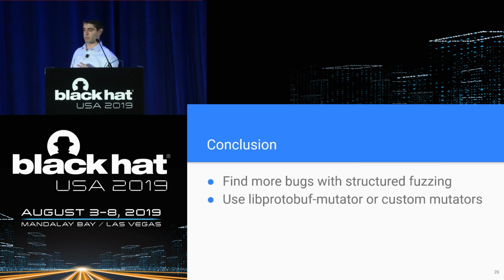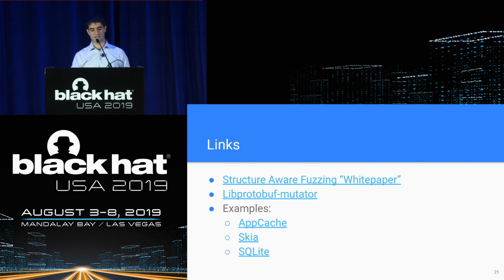So to summarize what we went over in this talk, you should use structured fuzzing because it'll help you find more bugs. More bugs is really the bottom line here. And to write a structured fuzzer with libFuzzer, you can use either libFuzzer's custom mutator feature or libProtobuf Mutator. I have some links at the end of the slides if anyone wants to check the slides afterwards and do further reading. And I'll take questions now if anyone has them.